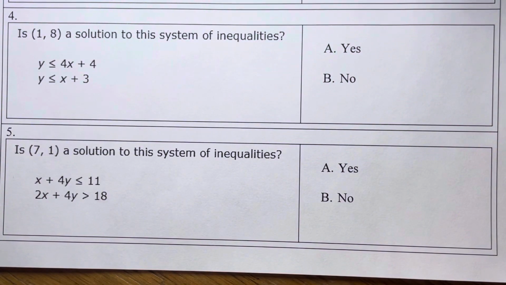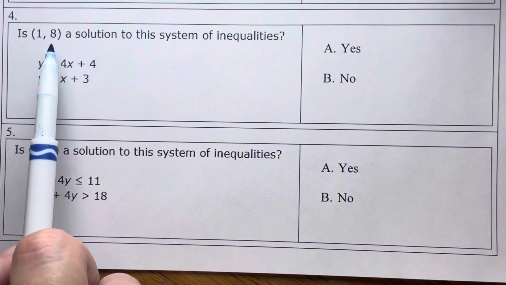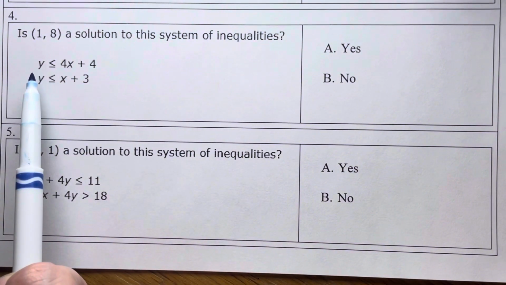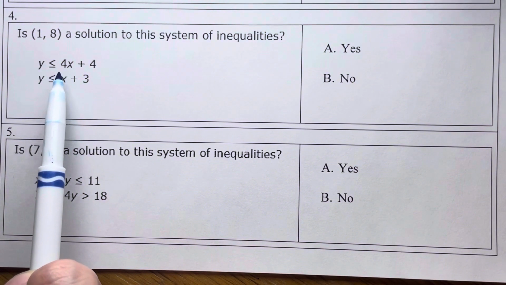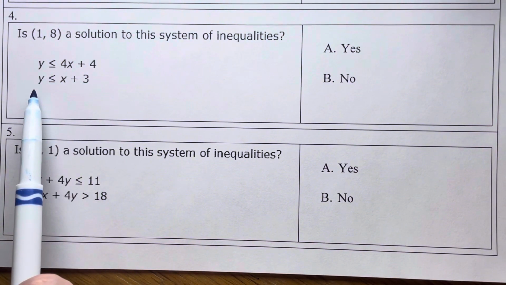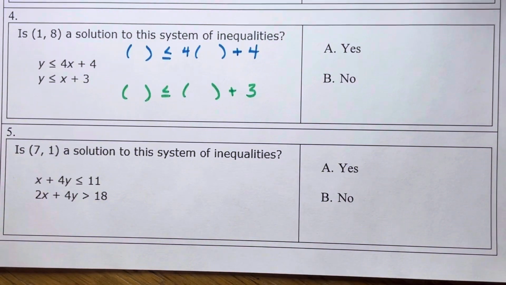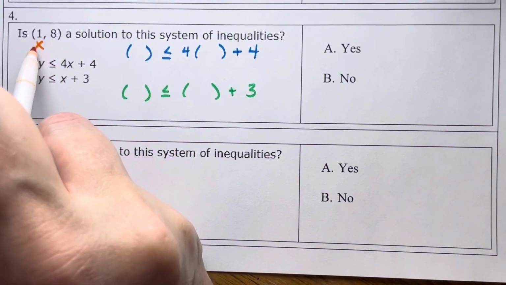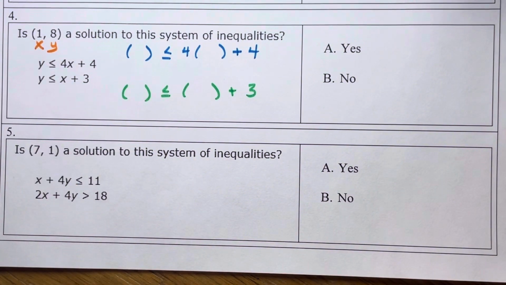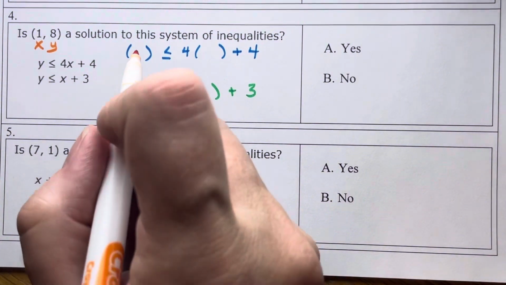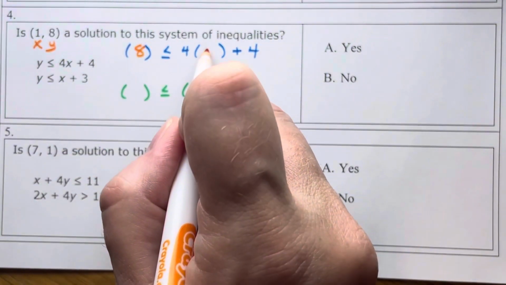Example 4. Is the coordinate point (1, 8) a solution to this system of inequalities where y is less than or equal to 4x plus 4 and y is less than or equal to x plus 3? Let's see what our coordinate point does. We know it's an x, y, as it always is. Let's replace our values for x and y in our inequalities. y is 8 and x is 1.